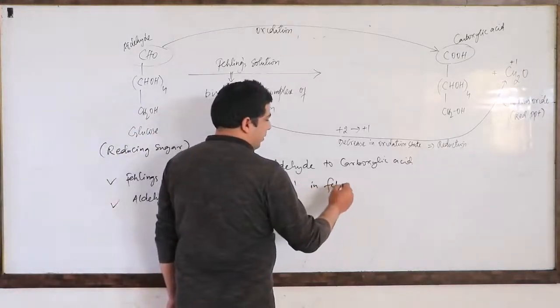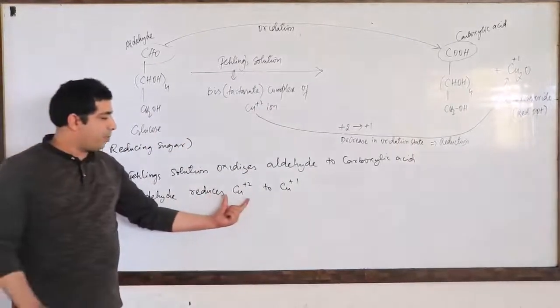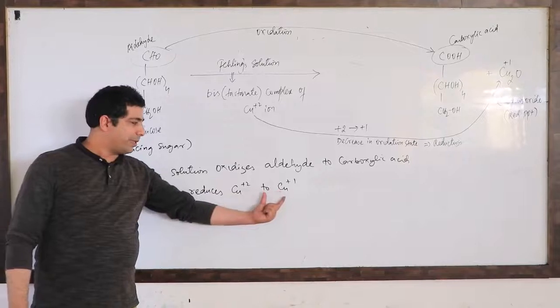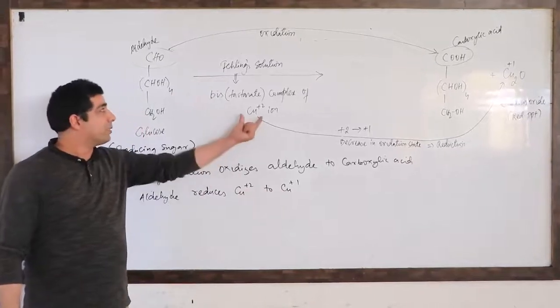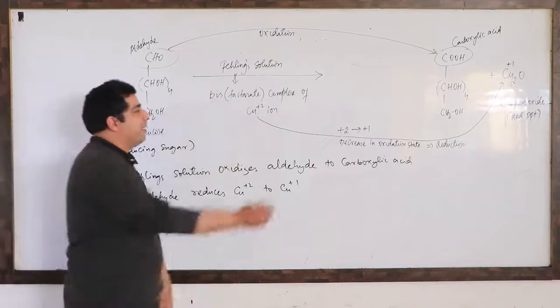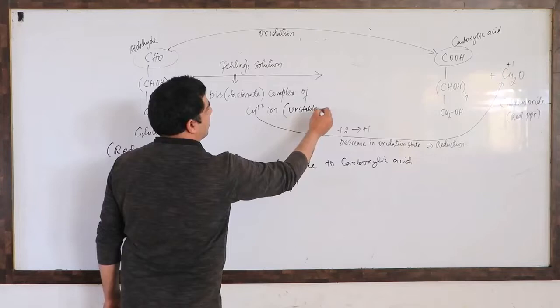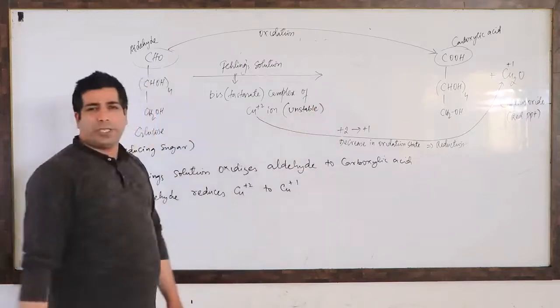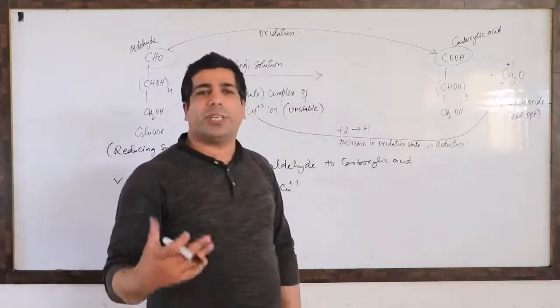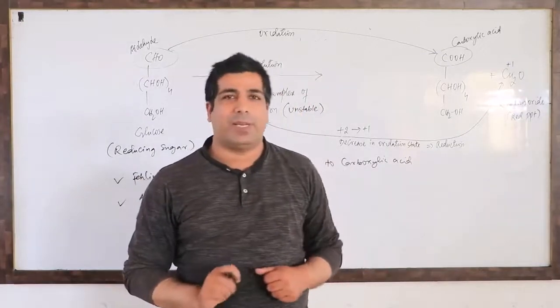In this much is enough. Aldehyde reduces copper +2 to +1, and this copper +2 is present in Fehling solution. And remember this complex which I have written here, this complex is basically an unstable complex. It's basically a coordination complex. You will study it in coordination chemistry. But remember this complex is an unstable complex right out here.